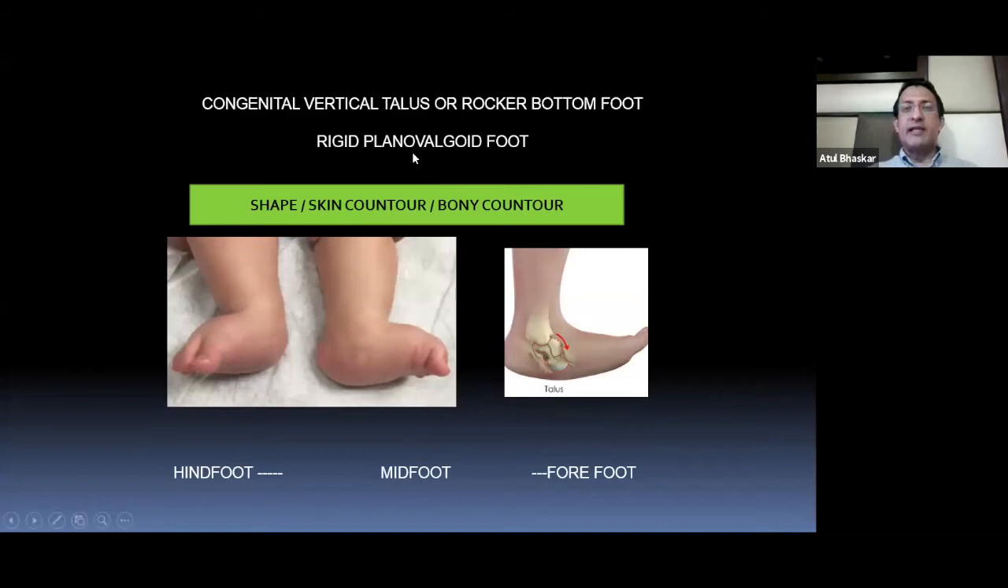Now if you look at the vertical talus classically, you must start with the shape of the foot. You can see the classical rocker bottom appearance. The midfoot and the hindfoot is convex. The heel is pointing upwards. So you comment on the soft tissue contour. You see fewer creases here as compared to a clubfoot where you'll see more creases. Then you comment on the shape of the foot, typically called rocker bottom shape. And from the AP view, you can see that it's a planovalgus deformity. So this is what you can tell on inspection.